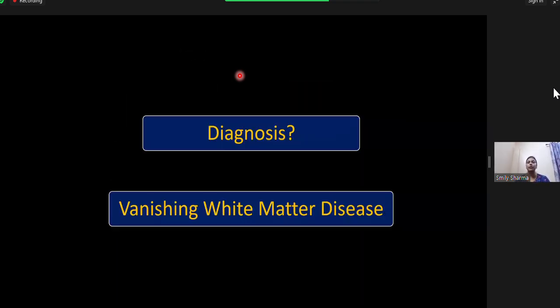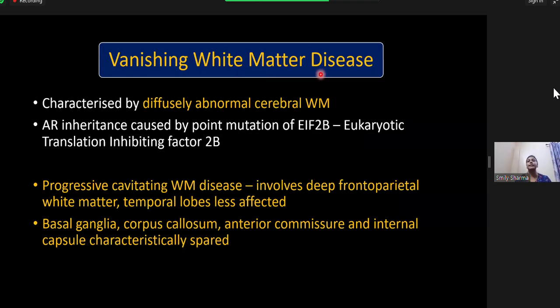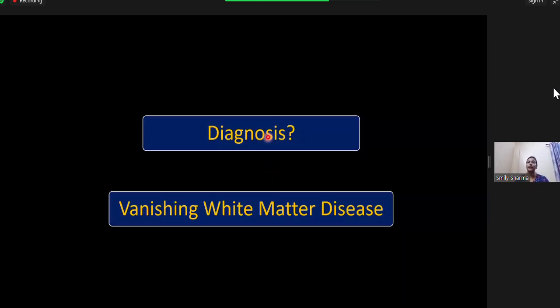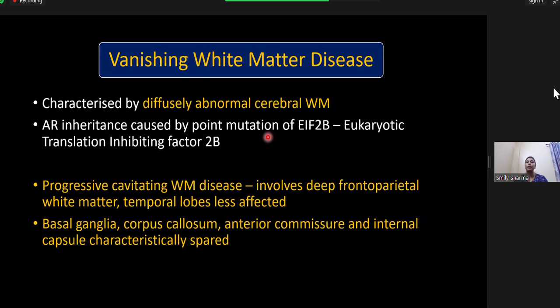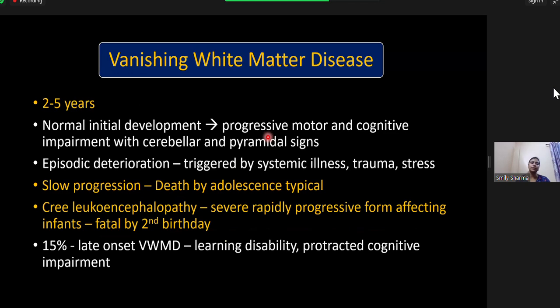So the diagnosis, as you all told, is vanishing white matter disease. It is characterized by diffuse abnormal cerebral white matter. And as compared to the MLC, now we saw that Van der Knaap disease, we saw that there was diffuse involvement. And we also saw that such appearance can occur, we all thought that it can be a DD for vanishing white matter disease as well. But if we are at an earlier stage, the difference can be that the vanishing white matter disease progresses from the periventricular towards the subcortical rather than MLC, which first starts in the subcortical location.